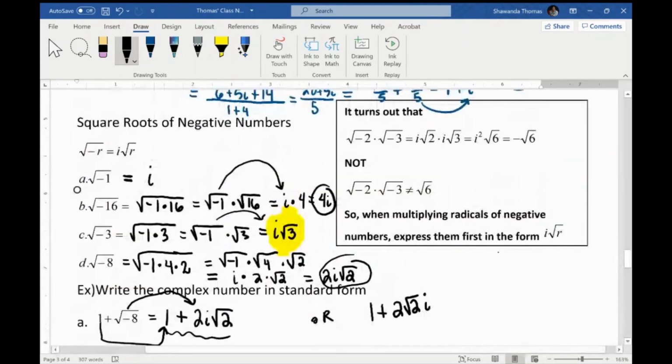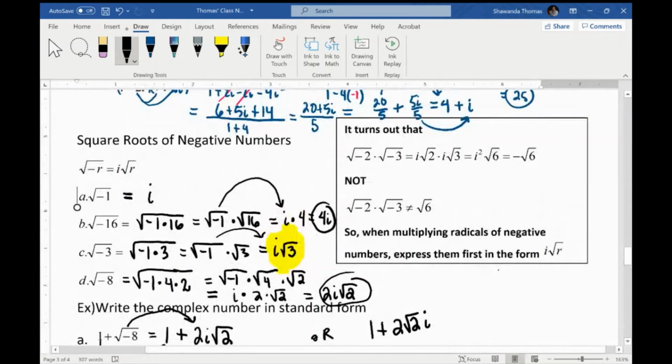All right, let's look at this. It turns out that the square root of -2 times the square root of -3 equals i times the square root of 2, times i times the square root of 3. Well, we know that the square root of -2 is the square root of -1 times 2, which is i times the square root of 2. We know that the square root of -3 is the square root of -1 times 3, which is i times the square root of 3.